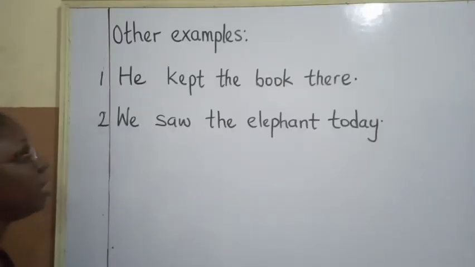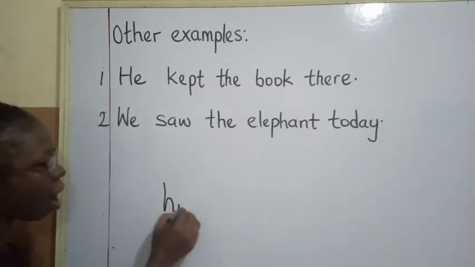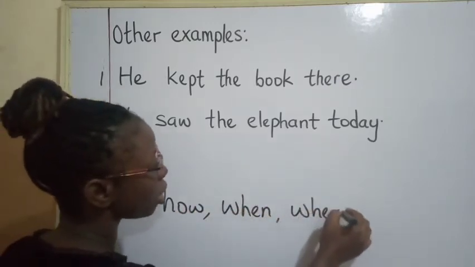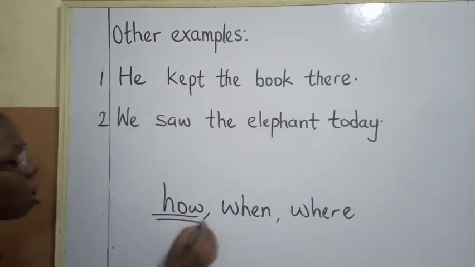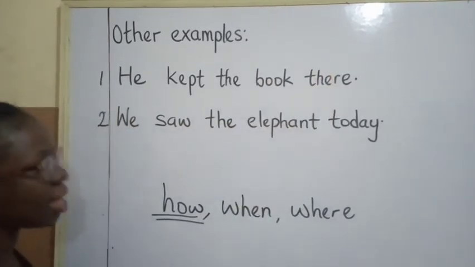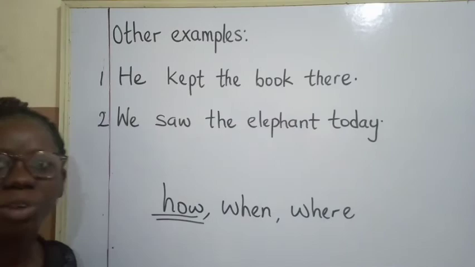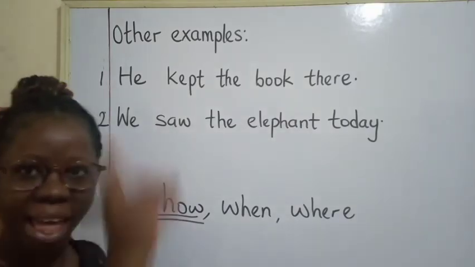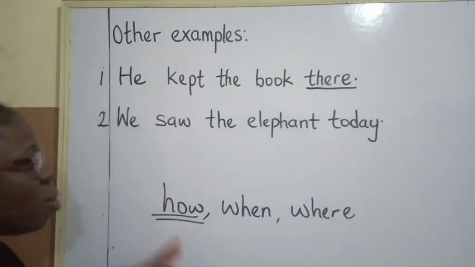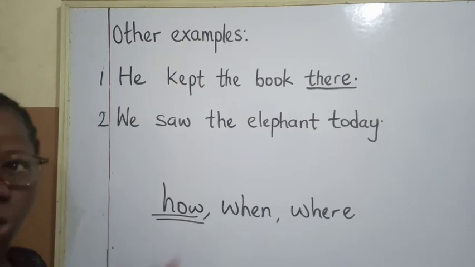When I was defining adverbs, I told us that adverbs answer the question how, when, and where something happens. Now we've talked about how something is done. Those are the ones that mostly end in ly. But let's look at these 2 examples on the board. We have, he kept the book there. You can ask yourself, where did he keep the book? Where? There. So there is also an adverb. It shows where something is kept, the position of something.